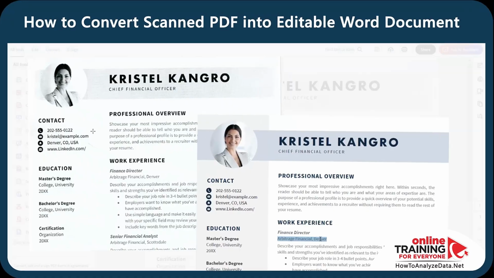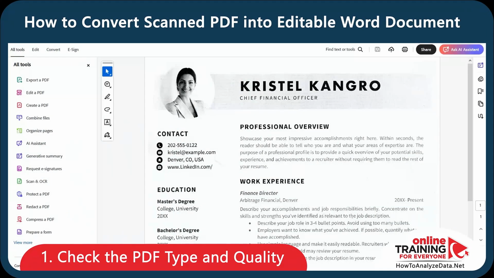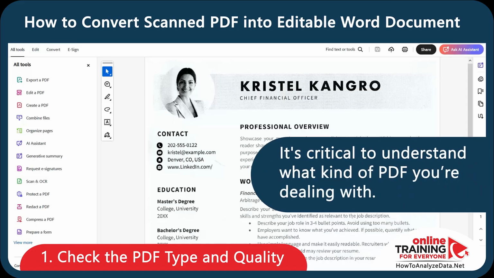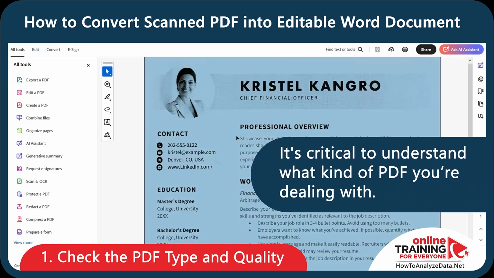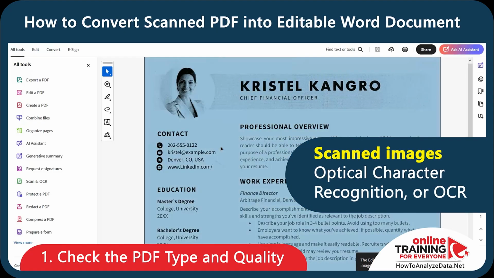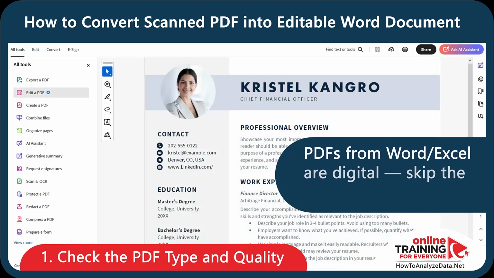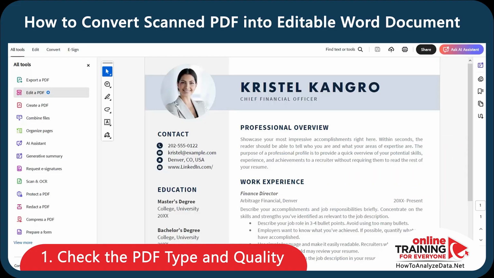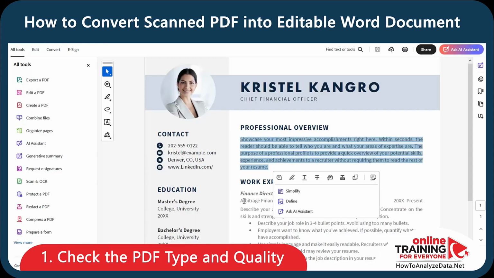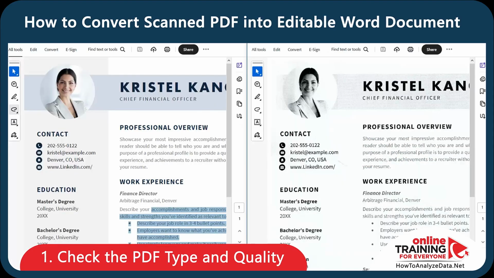Let's get started. First, we need to check the PDF type and quality. Before you even open the file, it's crucial to understand what kind of PDF you're dealing with. Some PDFs are scanned images, and this requires optical character recognition, or OCR. But if your PDF was exported from a Word document or software like Excel, it's already digital and editable, no OCR needed. You can usually tell by trying to highlight the text in a PDF viewer. If you can't select individual words or letters, it's an image-based scan.